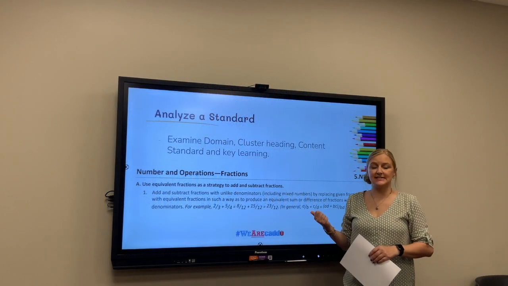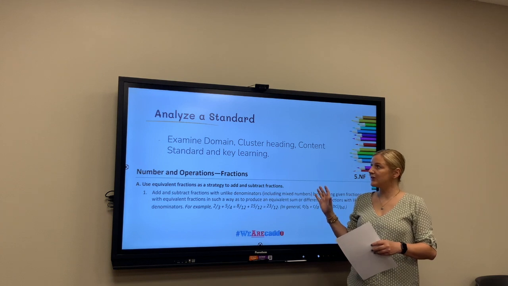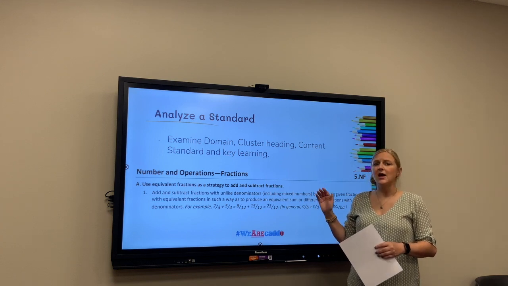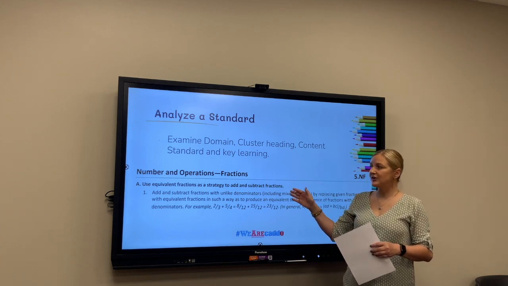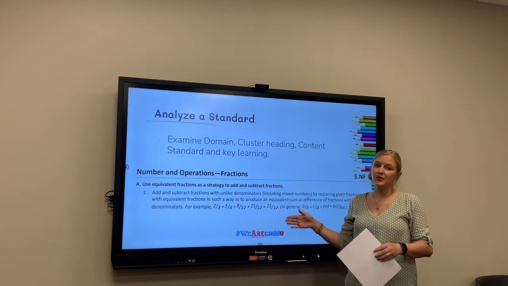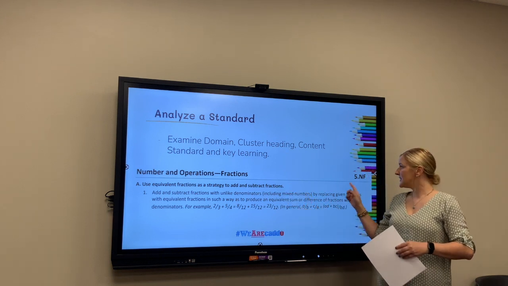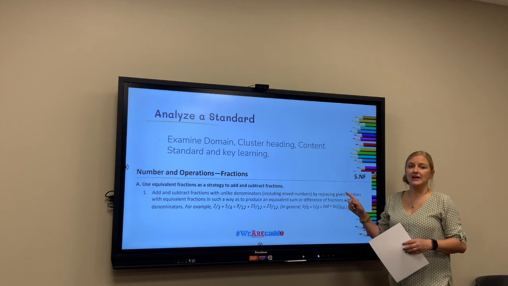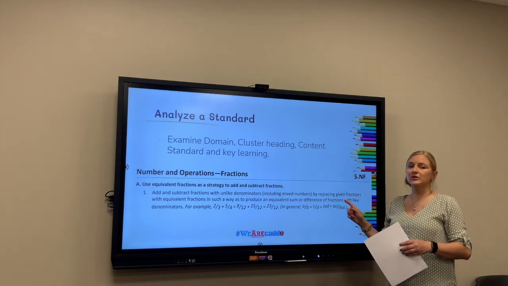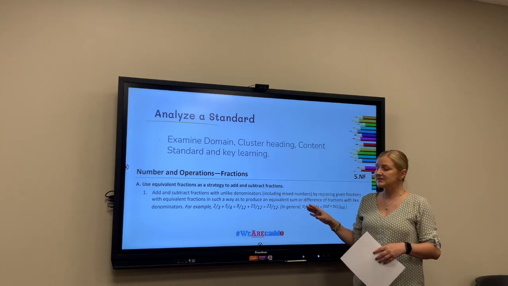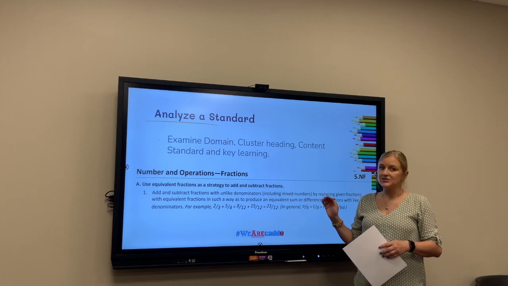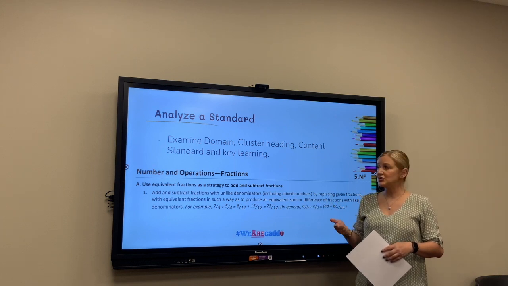We're going to analyze a standard, and this is part of a larger training where we deconstruct standards. We want to make sure that we have a good understanding of this standard as we go through the training today. So I've chosen 5.NF.A.1 as the standard that we will look for and deconstruct. In beginning this, you'll need your handouts on pages 1 and 2.